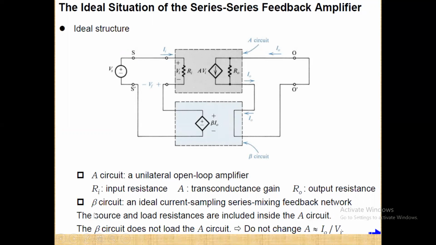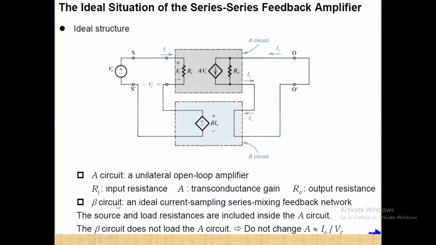So here, we can see that we have the amplifier circuit again, which we should consider unilateral. That means current passes like this. We don't have the reverse. Then RI is the input resistance and A is the transconductance gain. You can write A, or some people will use the term G. R naught is the output resistance, and then beta is an ideal current sampling series mixing feedback network.